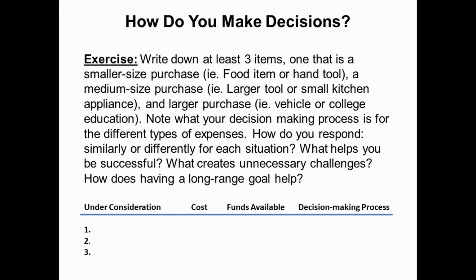Write down at least 3 items: one that is smaller in purchase size, like food or hand tools; a medium-sized purchase, something larger, maybe some kitchen appliances; and a large purchase like a vehicle, paying for a college education, or an extra building on the farm. Note what your decision-making process is for the different types of expenses. How do you respond, similarly or differently, for each situation? What helps you be successful? What creates unnecessary challenges? And how does having a long-range goal help you make decisions?